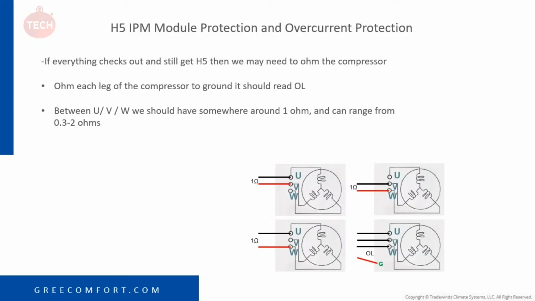Again, you have U, V, and W. You're just ohming each leg to each leg. This should be somewhere right around 1 ohm, typically no higher than 2 ohms and no less than 0.3. If we're out of those ranges, then we have something going on with that compressor. And again, right around 1 ohm, and of course OL to ground. So U, V, and W to ground should be OL.